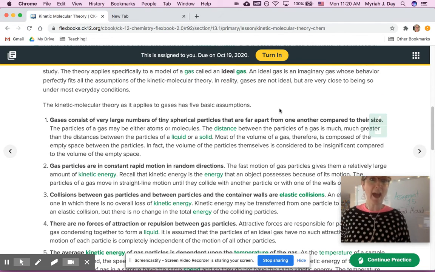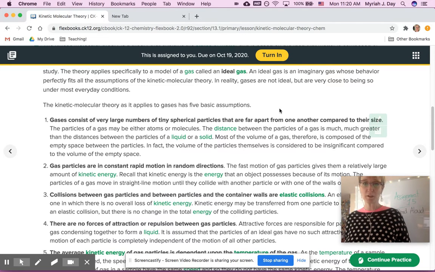Number 1: Gases consist of very large numbers of tiny spherical particles that are far apart from one another compared to their size. The particles of a gas may be either atoms or molecules. The distance between the particles of such a gas is much, much greater than the distance between the particles of a liquid or a solid. Most of the volume of a gas, therefore, is composed of the empty space between the particles. In fact, the volume of the particles themselves is considered to be insignificant compared to the volume of the empty space.